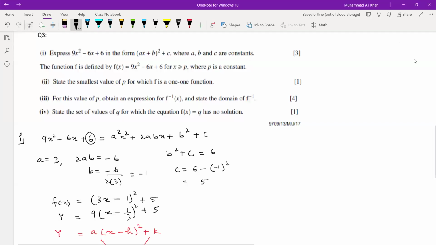Okay, after that, the first part is over. In the second part, state the smallest value of p for which the function is 1-1. We have to calculate the value of p.